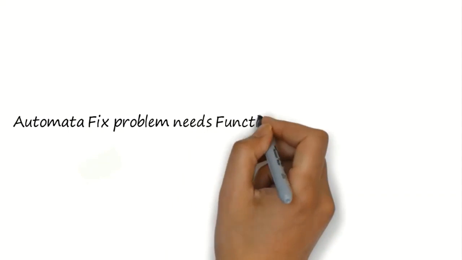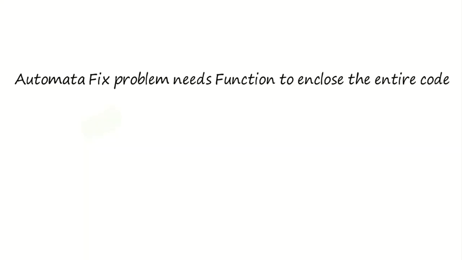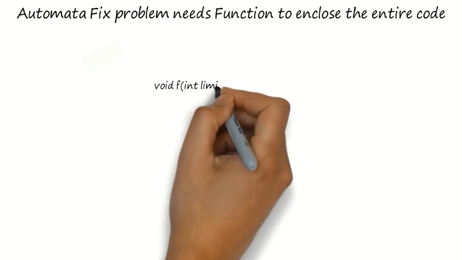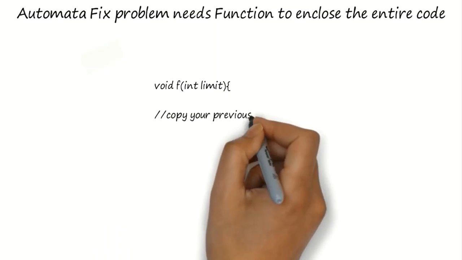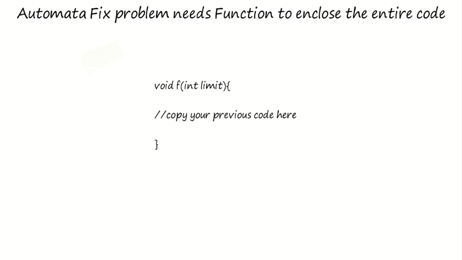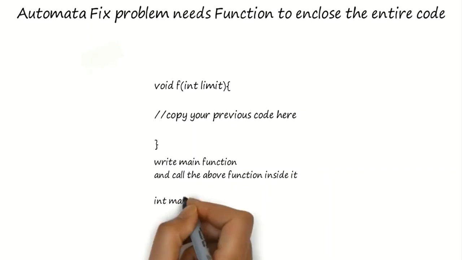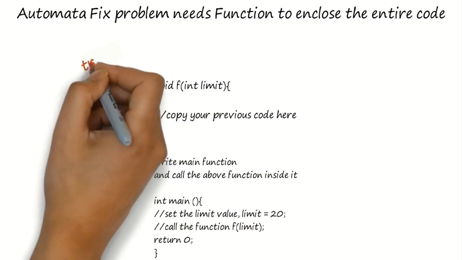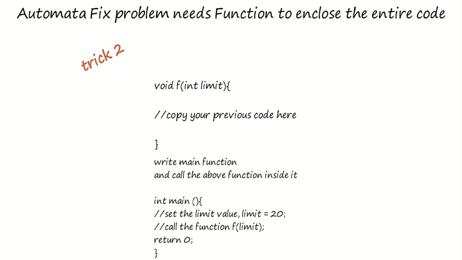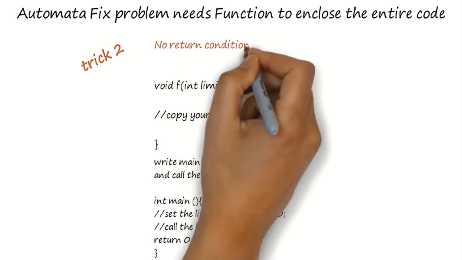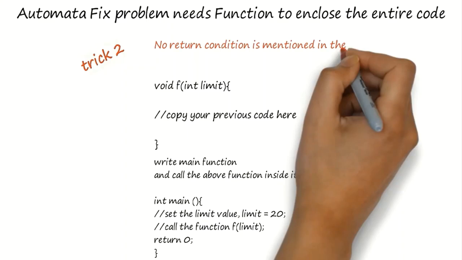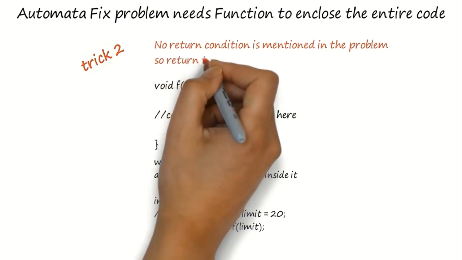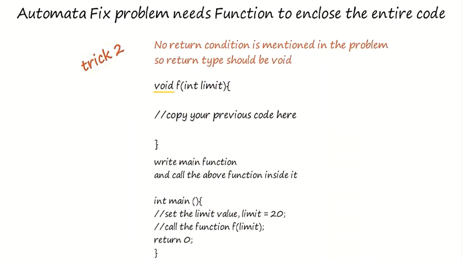In the CTS drive, under the automata fix problem, you have to write the discussed code under function f, where limit is passed as a parameter and the main function will be given. Now trick number 2 is that you have to remember that no return condition was given. So as a result, your function f should have the return type void.